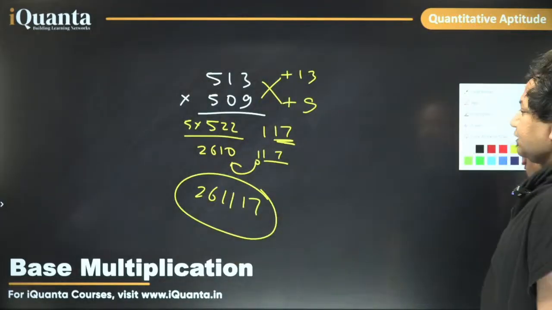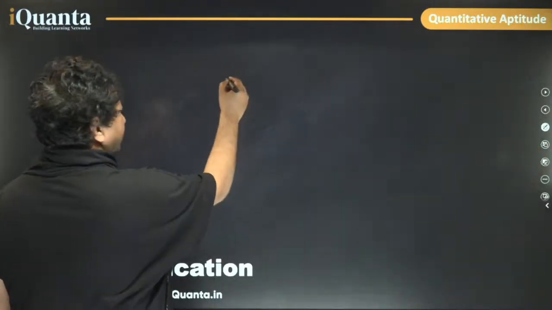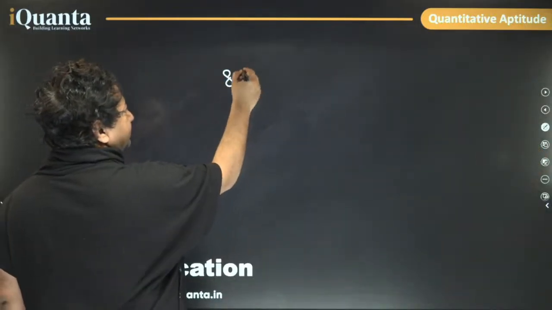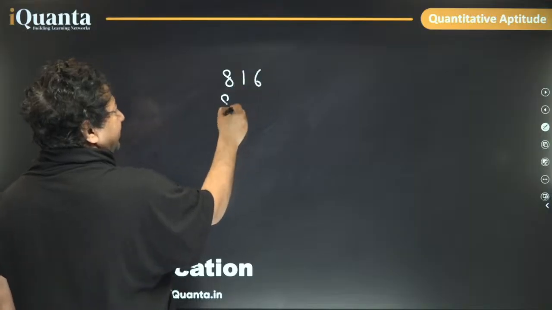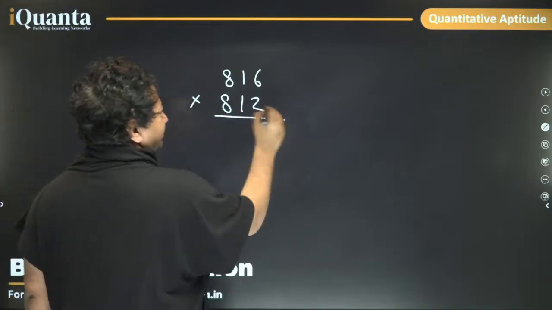One more. 816 multiplied by 812. Let's make it a little more difficult. Tell me the answer.